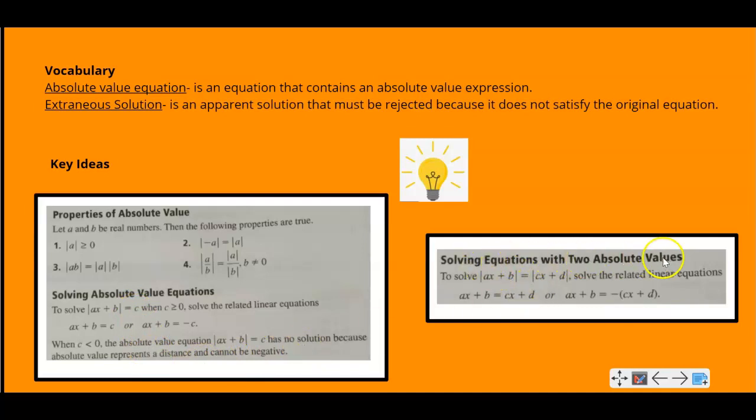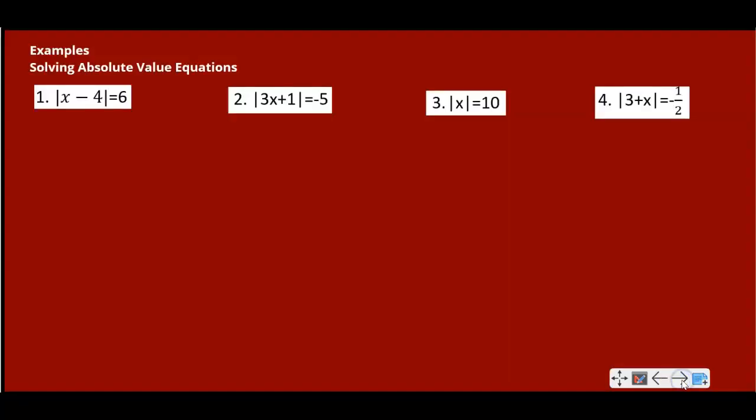All right, solving equations with two absolute values. To solve the absolute value of AX plus B equals the absolute value of CX plus D, solve the related linear equations. It'd be AX plus B equals CX plus D, so the same thing, all positive, or AX plus B equals the negative of the quantity CX plus D. The left side stays the same, and you change the sign of everything on the right. So the negative is outside the parentheses to show that it distributes to the CX and the D. So let's try some examples.